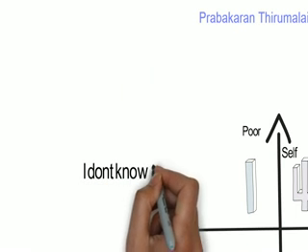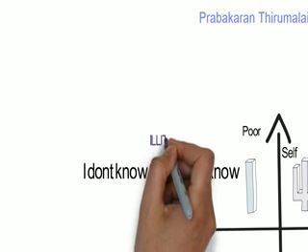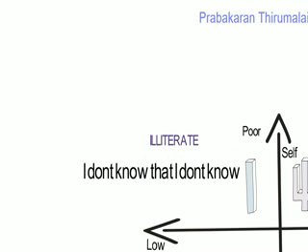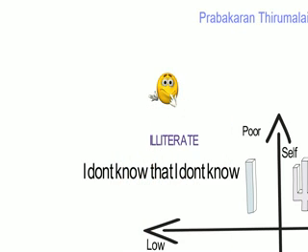The first quadrant represents people who do not know that they don't know. Most of the people in this world start in this quadrant and are famously called illiterates. People need to know the fact that they don't know something, in the form of either data or information, in order to move out of this quadrant.